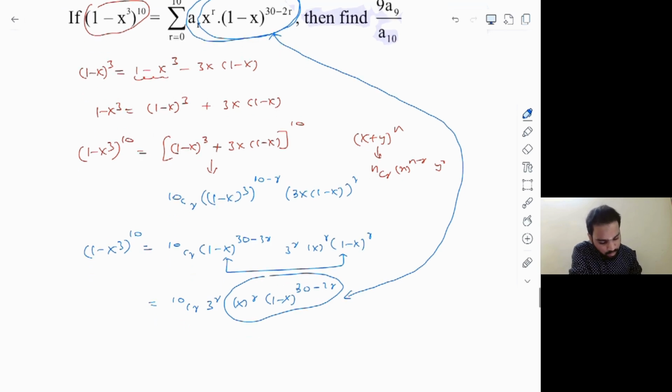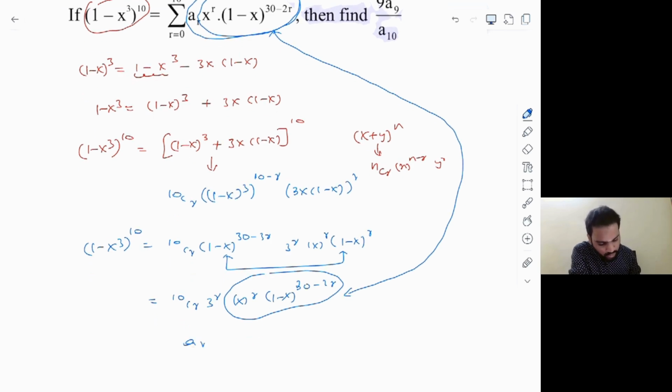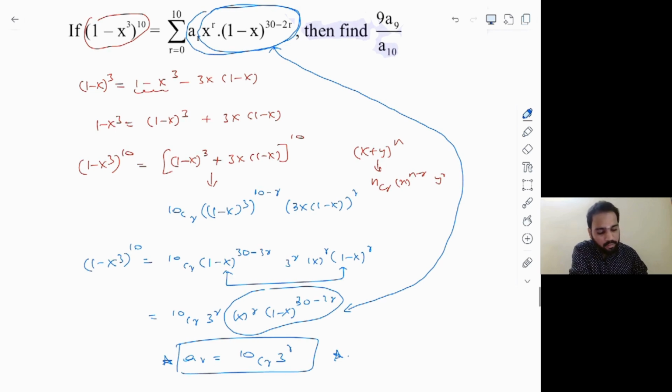So let's equate the remaining part. So the coefficient is ar in the given question, but here the coefficient that we have got is 10Cr multiplied by 3 to the power of r. So that is your value of ar finally. Okay. And then look at the required part. We need to find out 9 into a9 divided by a10. So once you write down ar by using this trick here, you can find out a9 and also a10 and find out the required answer. Okay. So try to go through this method. So this kind of tricks are very important for JEE mains and JEE advanced and also upcoming BITSAT session.